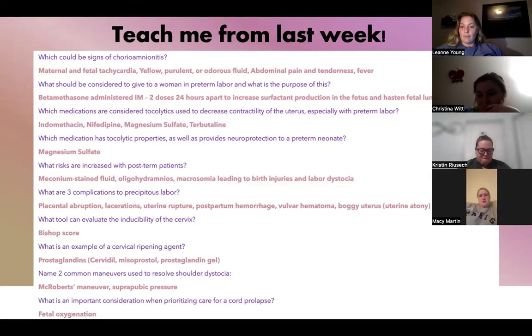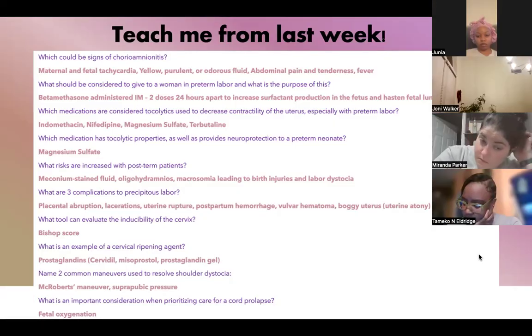Knee to chest position. Yep, knee to chest. Why that position specifically? What is our goal with this intervention? To help remove some of the pressure. Yeah, we're trying to get pressure off of that umbilical cord. So that's why we're putting not baby, we're putting mom in that knees to chest position to try and relieve some pressure of the presenting part off of the umbilical cord.